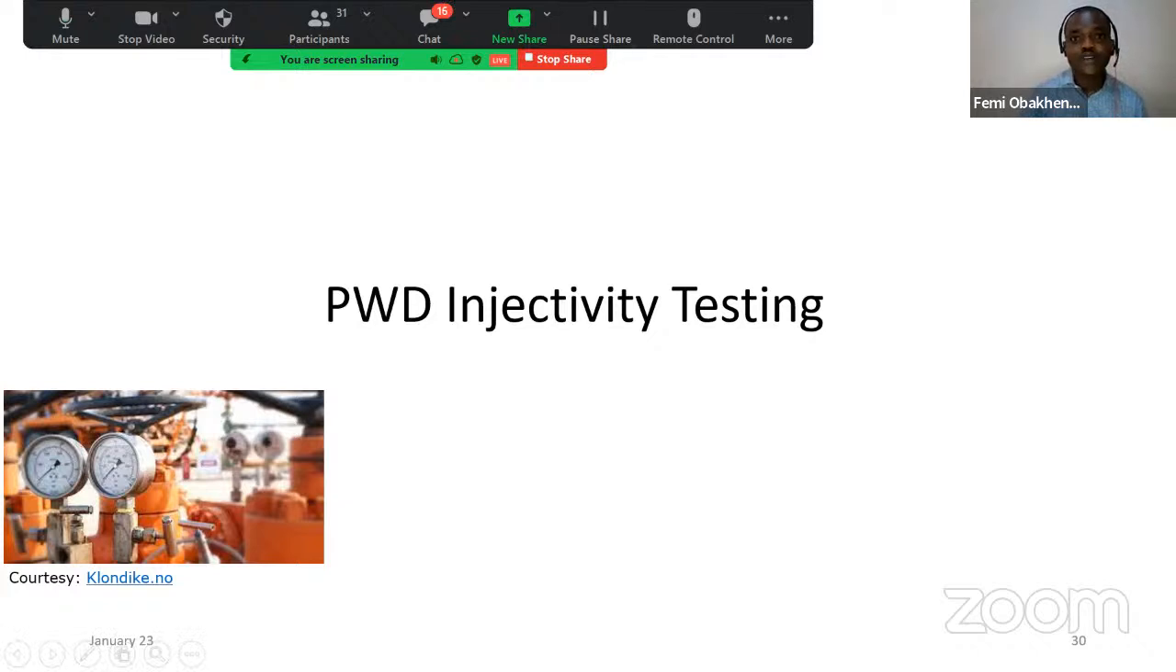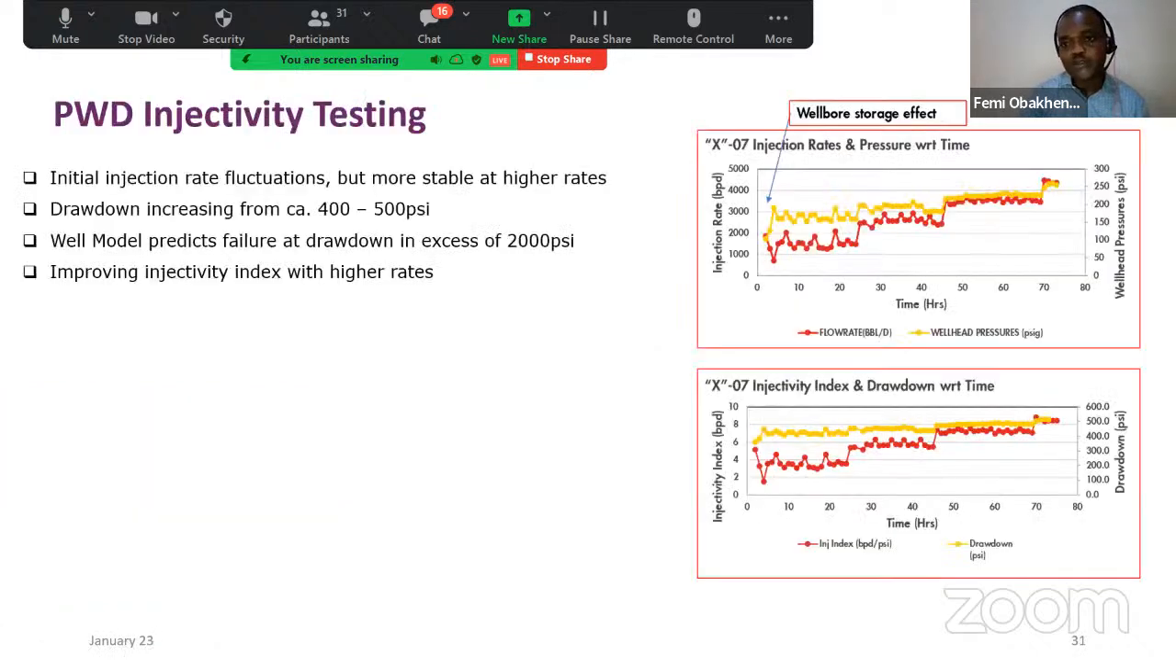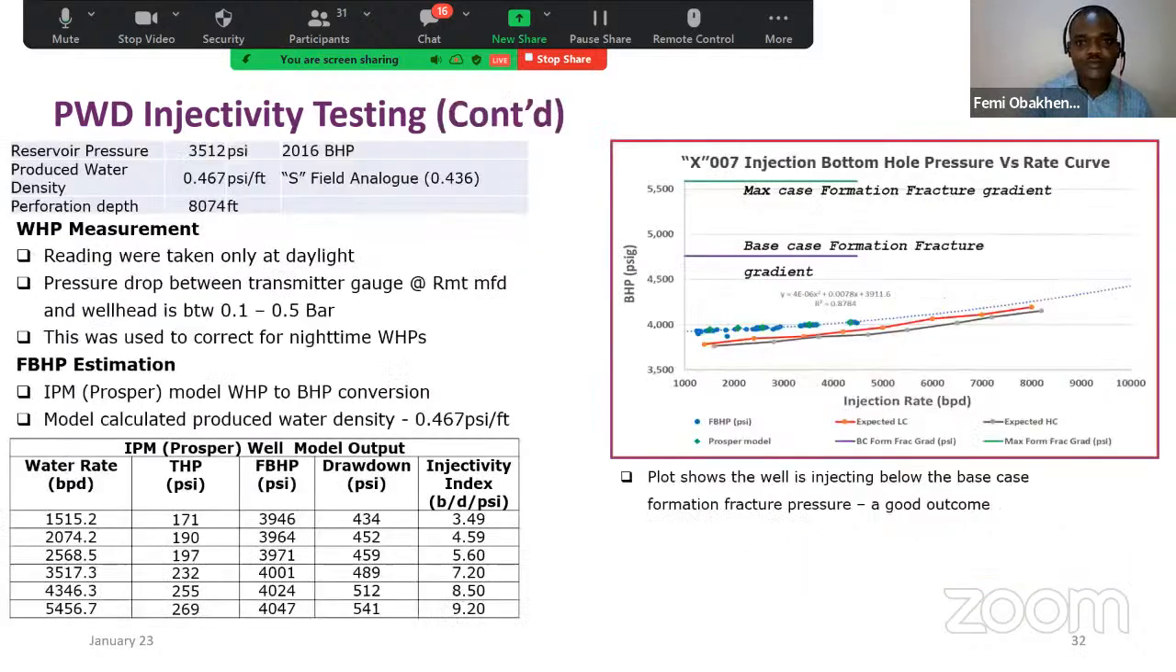And get it back to performing at the optimum level. I've shown some plots here for one of the wells that we completed for produced water disposal. And when it started injecting, you can see the plot of wellhead pressures against rate, injectivity index against drawdown. And you have this baseline parameter. And then you can compare your future data with this baseline data and check how your well is performing.